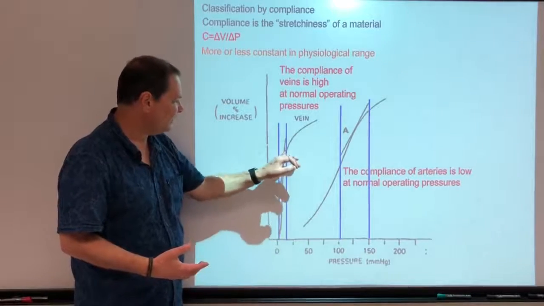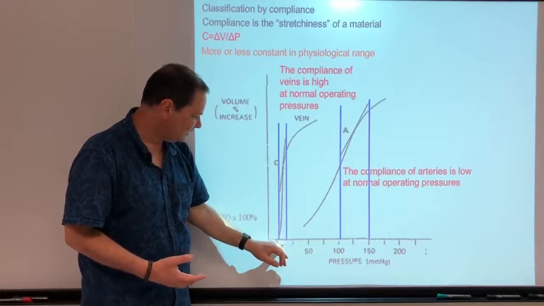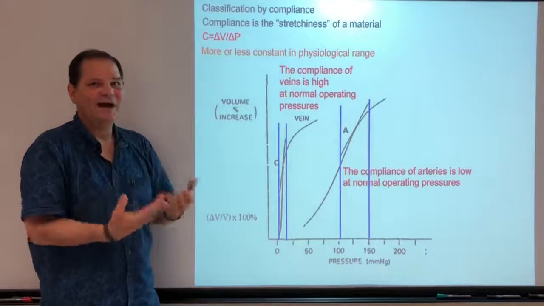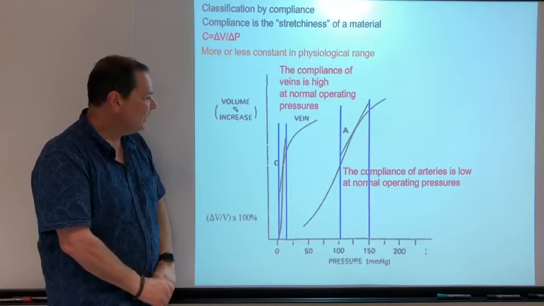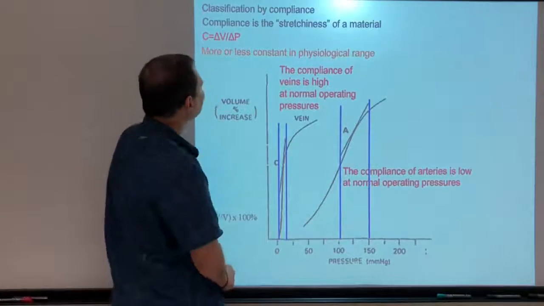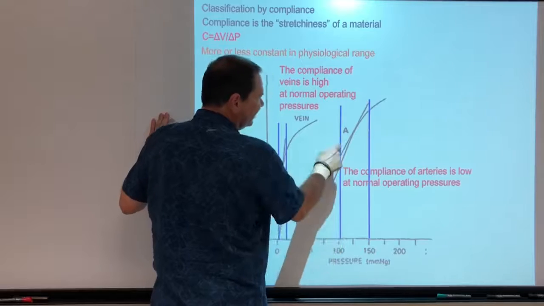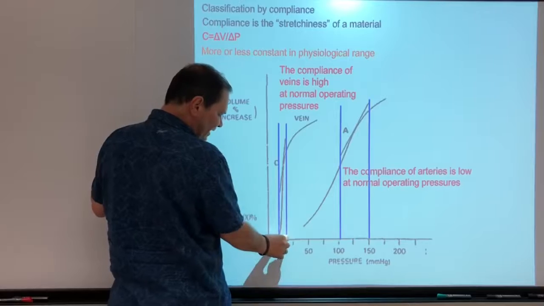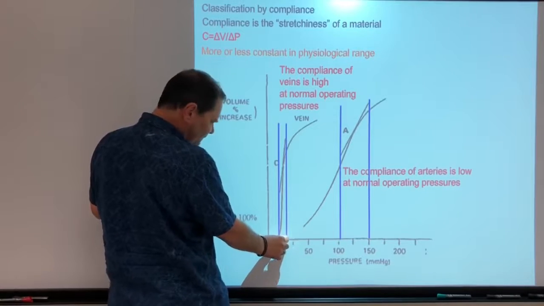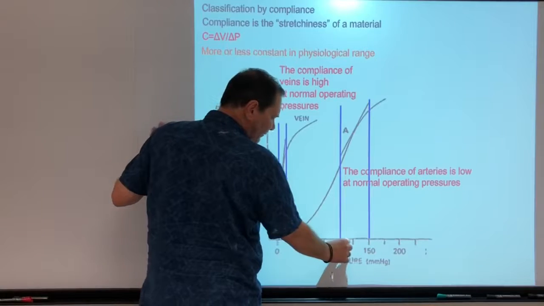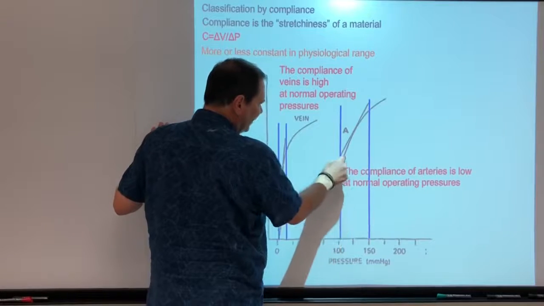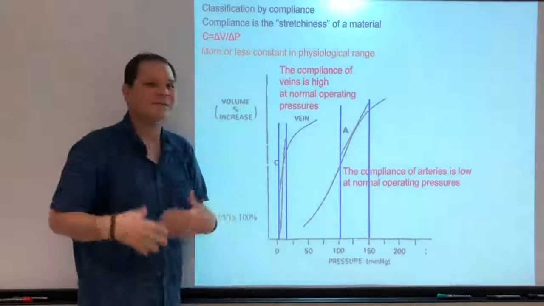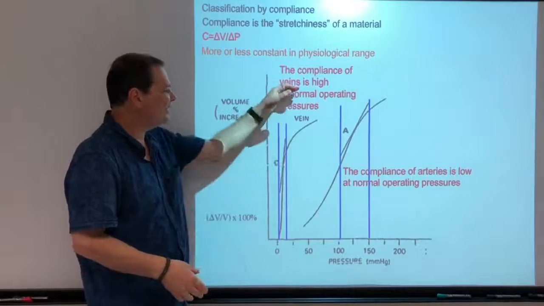We get a big change in volume in veins for a relatively small change in pressure, let's say 10 millimeters of mercury here. So that tells us that the compliance in the veins is high. On the other hand, the compliance of arteries is relatively low. If we take the same change in pressure here, let's say this was 15 millimeters of mercury, if we go up 15 millimeters of mercury here in the arteries, we aren't increasing that volume nearly as much as we increase it in the veins. So that tells us that the compliance is low in the arteries, it's high in the veins.